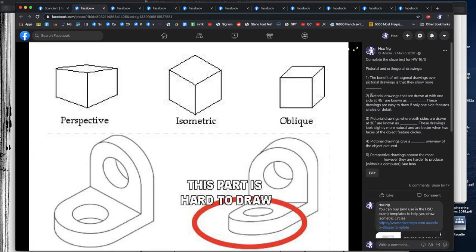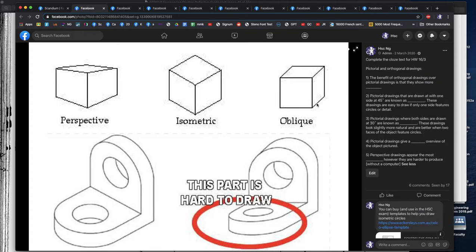But pictorial drawings, which is what we're focusing on here, are drawn with one side at 45 degrees, like this. See how this angle here is 45 degrees? They're called oblique. And your oblique muscles are on your side. Oblique comes from the Latin word for slanted. And so you can think of these drawings as slanted.